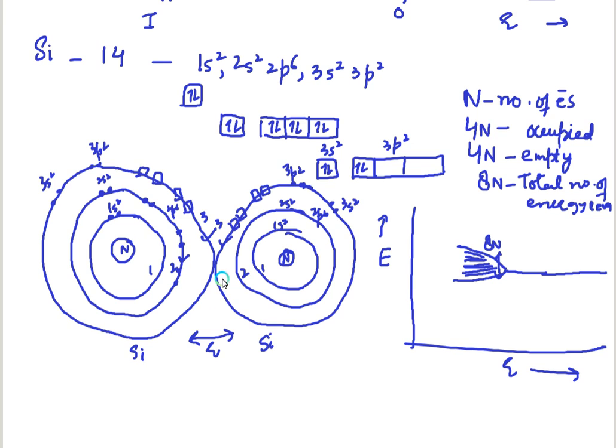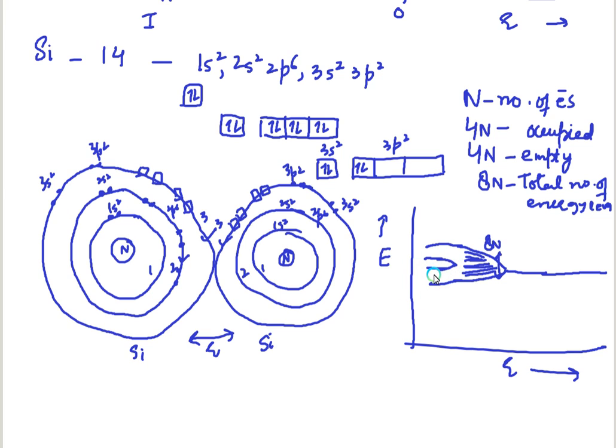Further between the two silicon atoms, what is happening? The filled and unfilled energy levels are again interacting with one another, and the result is that there is a splitting of these energy levels in the outermost shell, splitting like this.